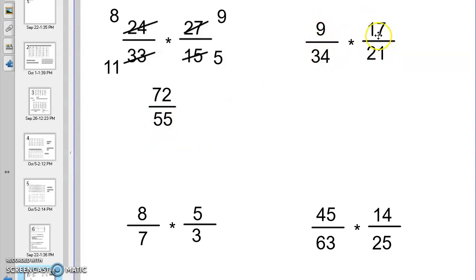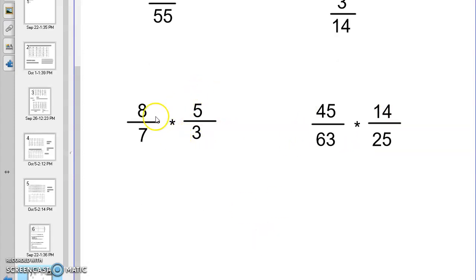Our second one, we can't reduce vertically, but we can certainly reduce diagonally. 3 goes into 9 3 times. 3 goes into 21 7 times. 17 goes into 17 once. And 17 goes into 34 twice. So this becomes a 2 down here and a 1 up here. And once again, we always finish by multiplying across. 3 times 1 is 3. And 2 times 7 is 14. So there's my answer, 3/14.